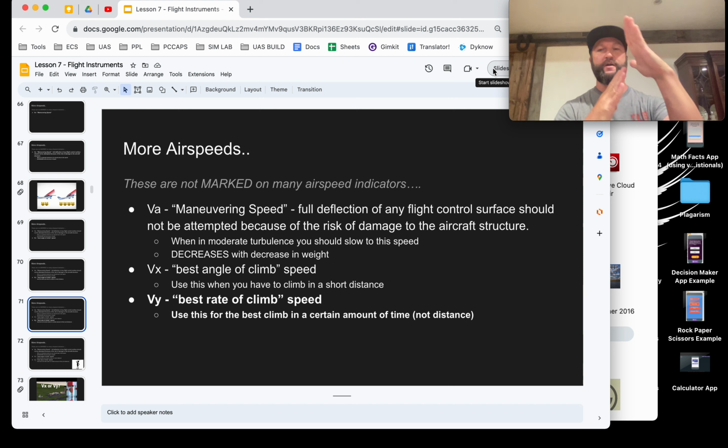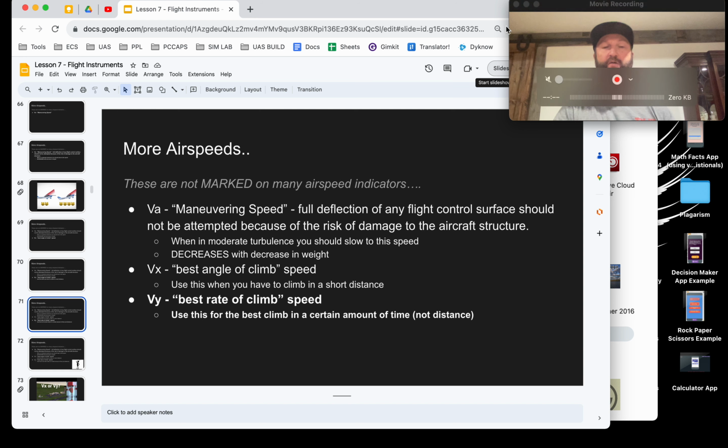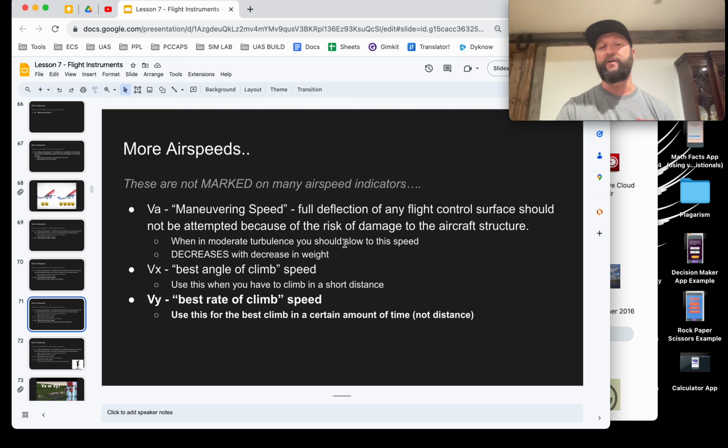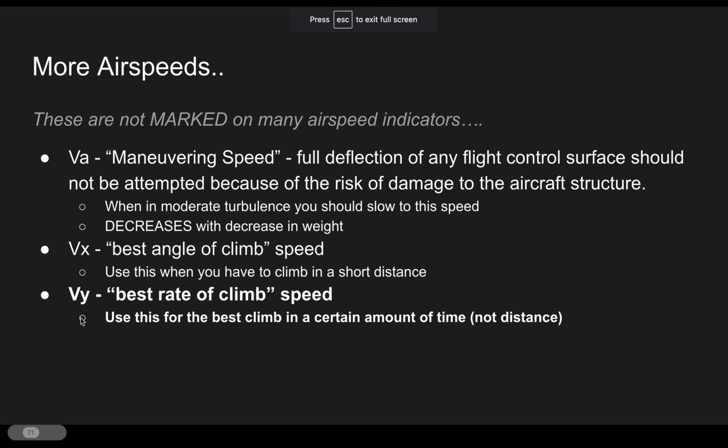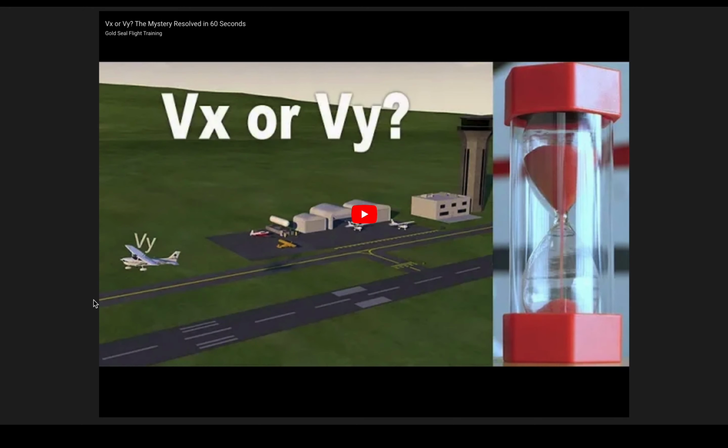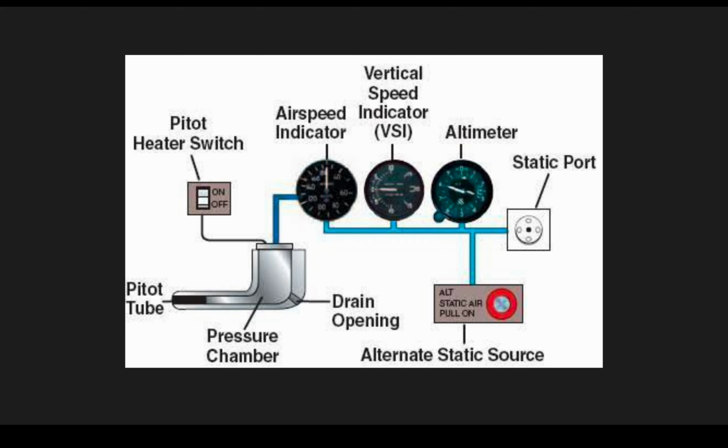But one will get you, if you timed it, a lot more climb over a certain amount of time. If you were going over distance, like you've got an obstacle you've got to get over, VX is your best angle of climb to get over that. Now, how do I remember those two? I keep them separate. I just remember that the X in VX has more angles in it than the Y in VY. It's the best angle of climb. I know it seems silly, but that's how I remembered it. All right, we'll watch that video in class.